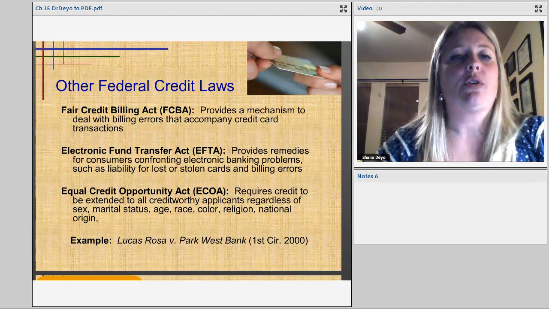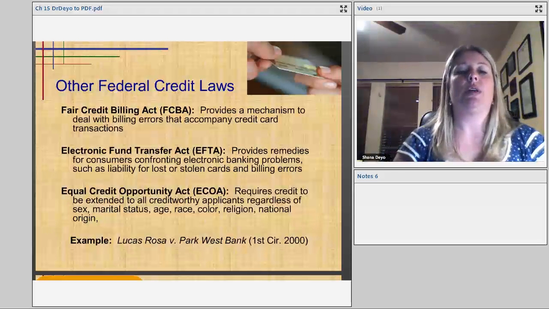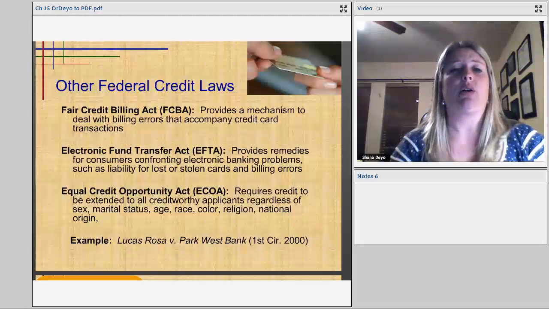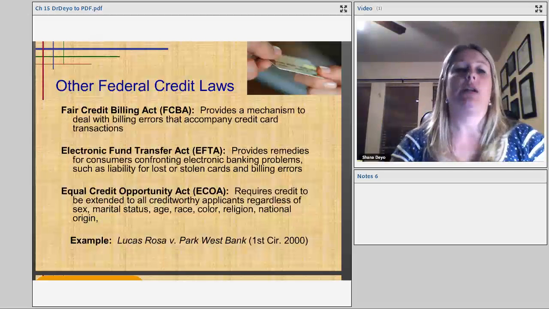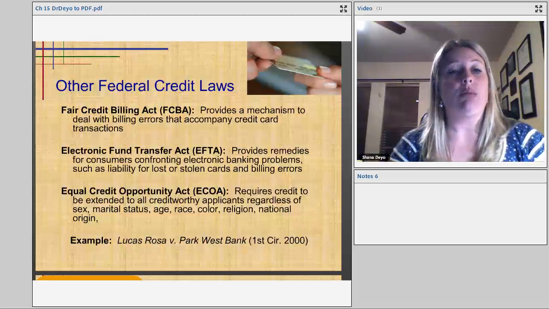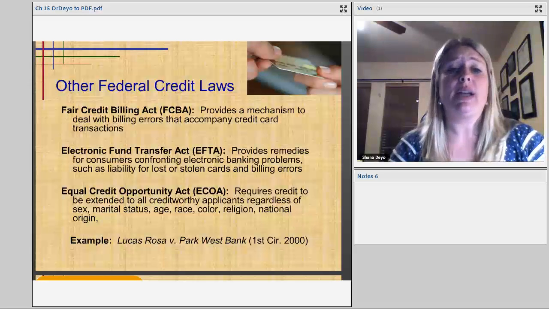So there's a few other federal credit laws. There's the Fair Credit Billing Act, which is a mechanism to deal with billing errors that accompany credit card transactions. There's the Electronic Fund Transfer Act, which really looks at electronic banking problems and lost and stolen cards with billing errors.